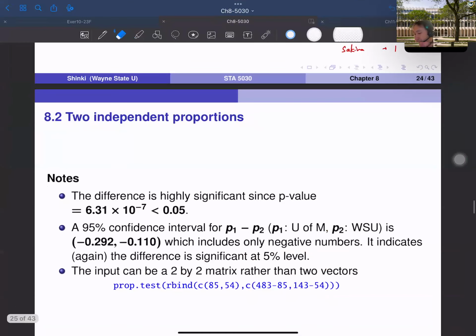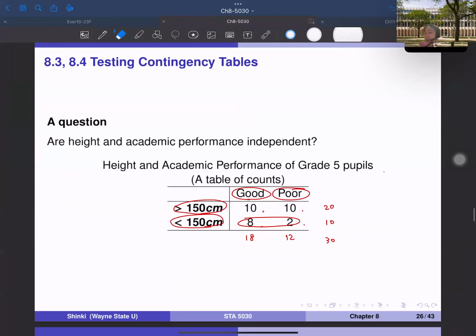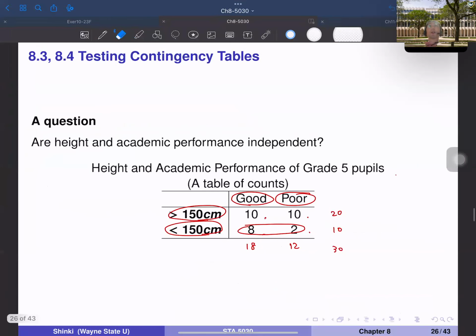Yeah, so we continue chapter 8. We are doing analysis on tables of counts, called contingency tables. Last time we compared proportions: we compared a proportion to a constant, or we compared two proportions.